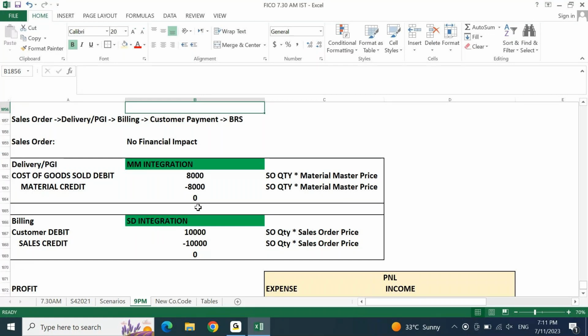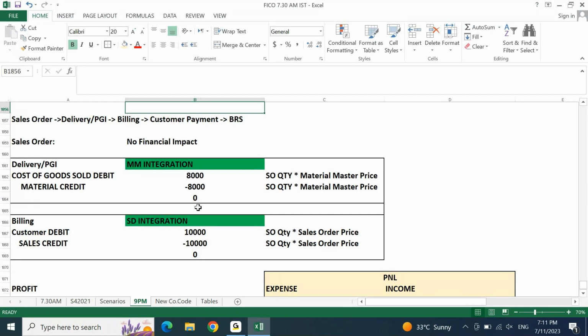First, make sure you are able to understand whatever we discussed so far from the FI point of view and SD point of view. Then in the next sessions, we will talk about how these accounting entries are coming. From where the system is taking cost of goods sold, on what basis you are giving the GL account, from where material is coming, from where the customer account is coming, from where the sales account is coming. If there are any other GL accounts, where do you map them? These points we will be understanding in the upcoming sessions.